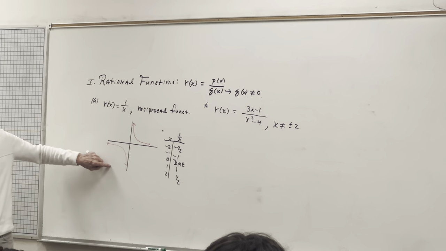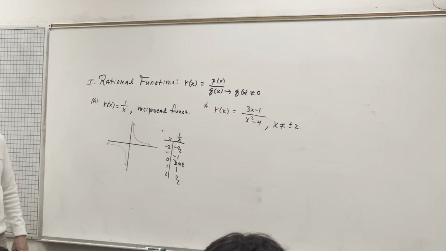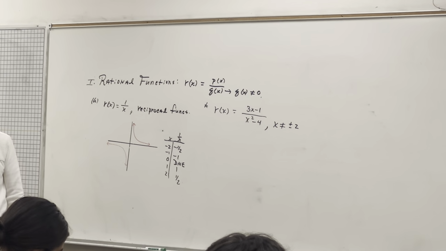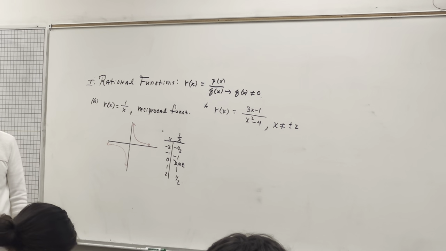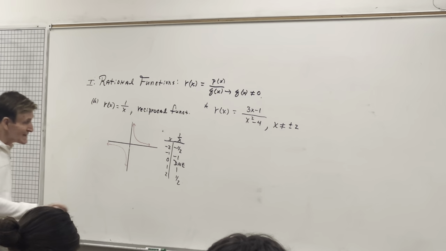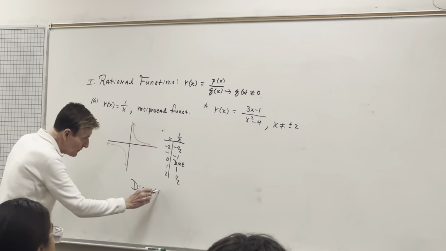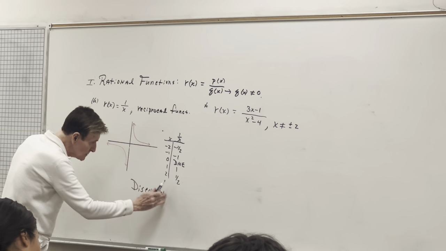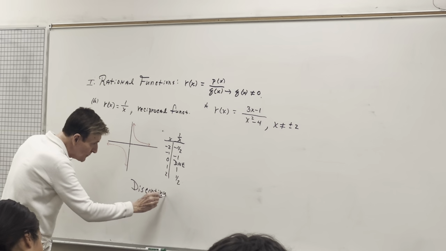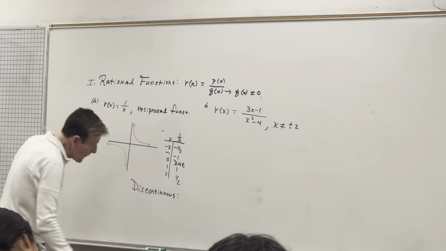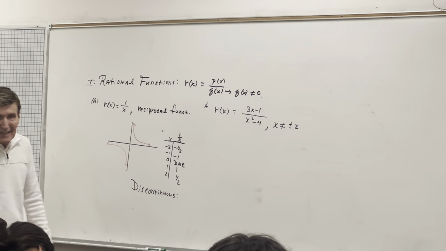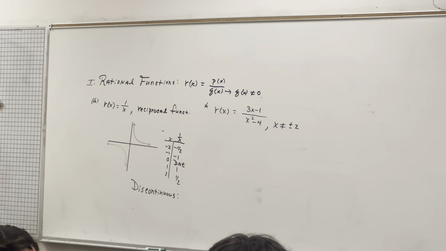You'll get, as described, this. One piece in quadrant 1, the other piece down in quadrant 3. And that's the way it looks. That's a rational function. Now, is it connected? Are the two pieces connected? No. So they use the word discontinuous. It is a discontinuous function. But the domain and the range are equal.